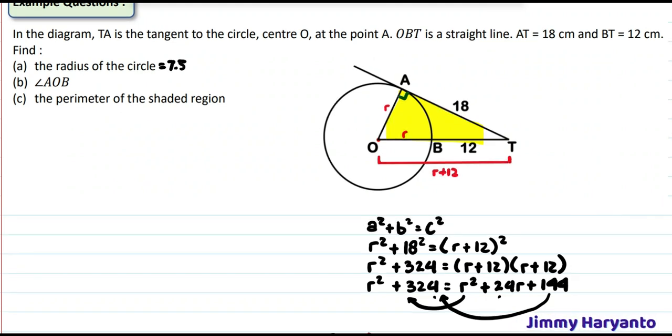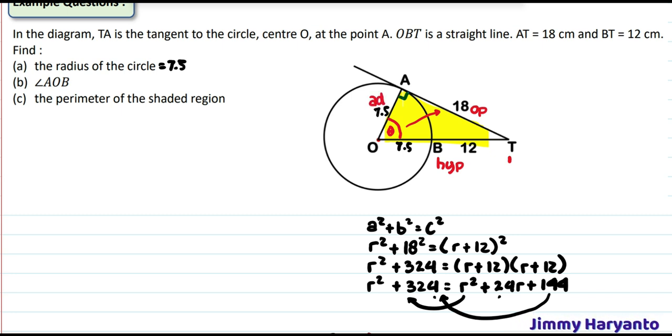Next is to find the angle of AOB. We erase this one first. So we already know that this one is 7.5 and that one is 7.5. To find the angle of AOB, I think we have to use sine, cos, and tangent. Let's label this angle as theta, and then this one is the opposite side, this one is the hypotenuse side, and this one is the adjacent side. I will use tangent.